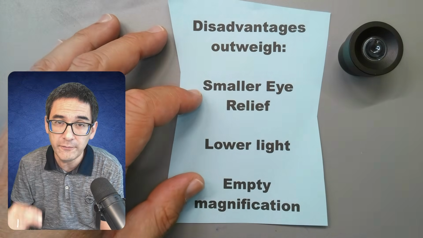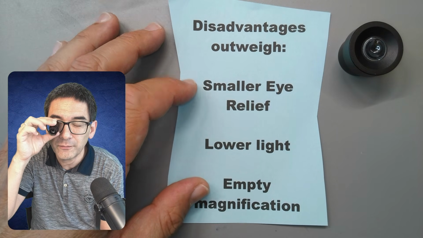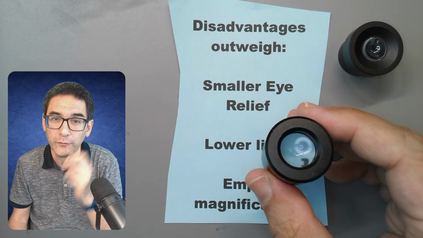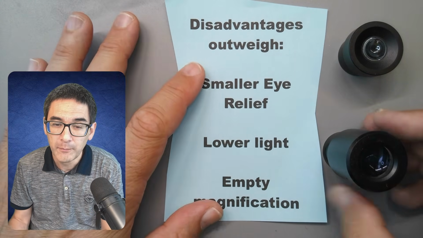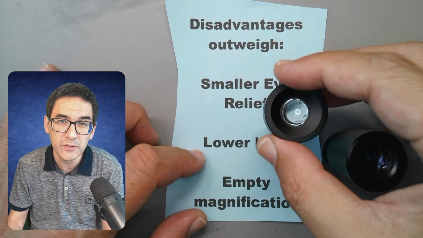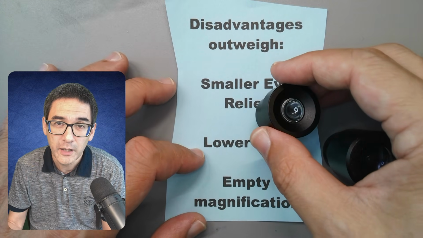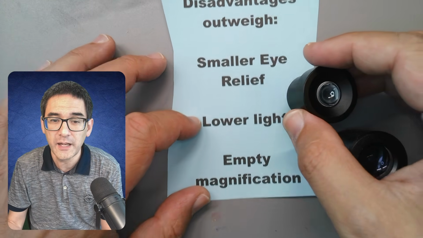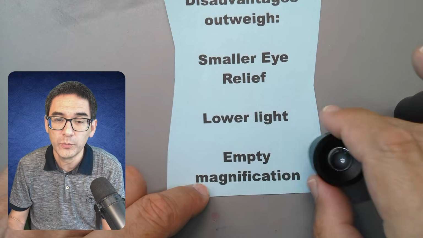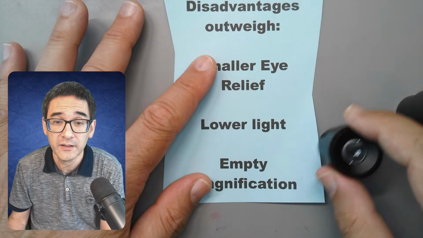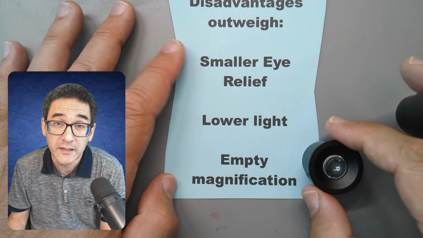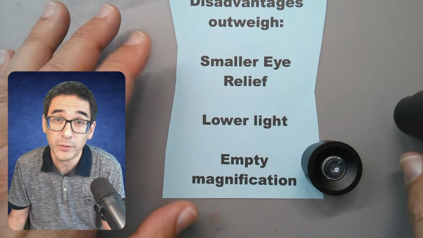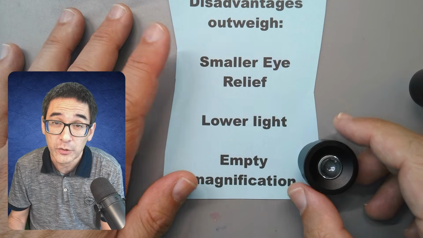It has a large eye relief, and when I look through it, I can see the full field of view without any problems. So it's also more suitable for people who are wearing glasses. Of course, lower light: when you're magnifying more, generally you have less light, and that's a disadvantage. It's kind of obvious. And the last one, the main, textbook one, is that you can get a higher magnification, so-called empty magnification. It means you're just seeing things bigger, but without much more detail because the resolution is too low.